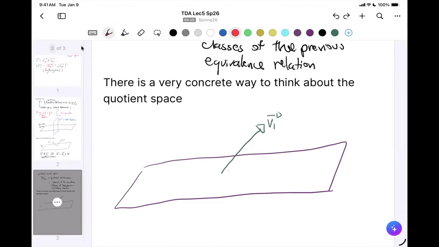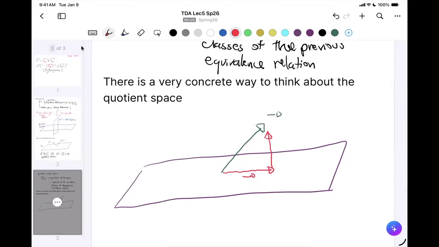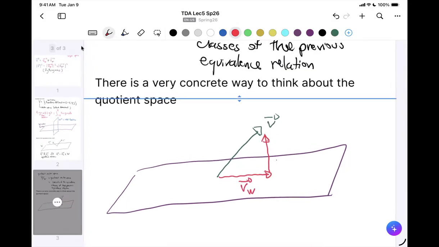Let me call them U and V actually, so that I don't have to use too many subscripts. So if this is a vector V, you can break it into the shadow it makes on the subspace W, which I was calling before VW, and it has this complement, which is called VW perp.